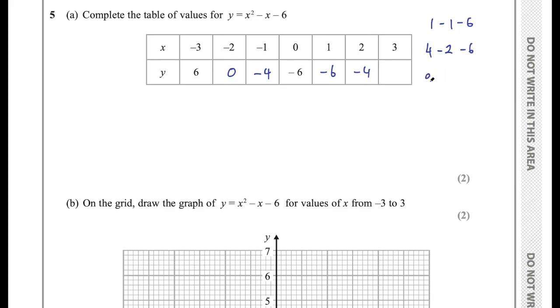And then 3 squared is 9. Take 3 take 6. That's 6. Subtract 6. That's 0. Okay, so we have our table of values, and we are done for part A.